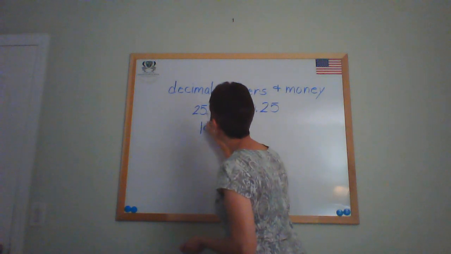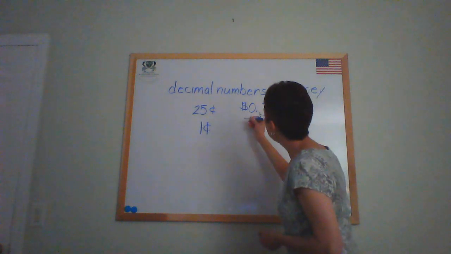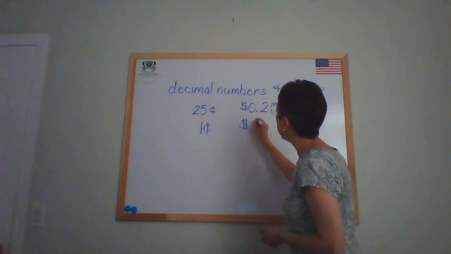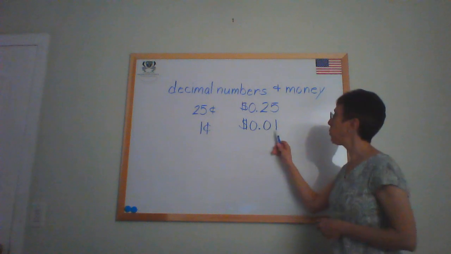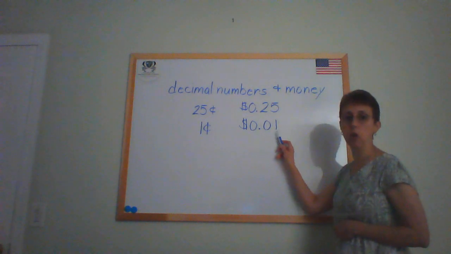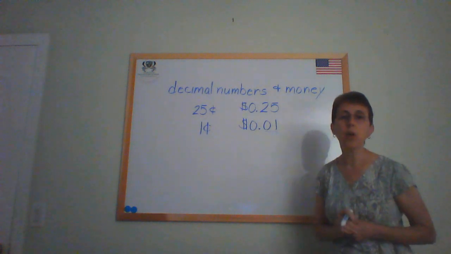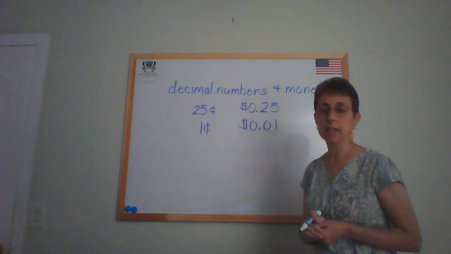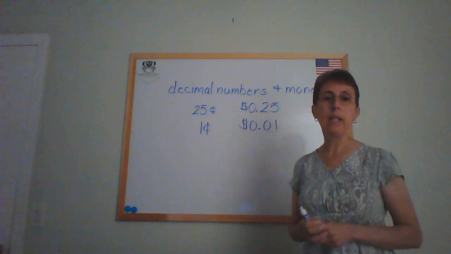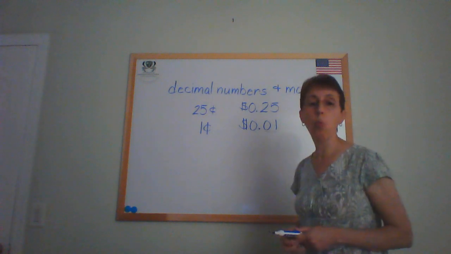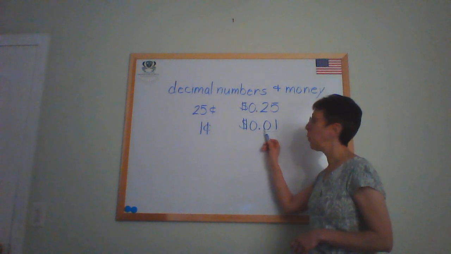We have 1 cent written this way using simply the cent sign, and then you have 1 cent written using the dollar sign and a decimal point. Now notice 1 cent is written this way. It's 0.01, and the reason for that is because it is 1 out of 100 cents. Remember, 2 places to the right of the decimal point indicates hundredths, and so here this is 1 cent out of 100 cents. And that's why it's 0.01.